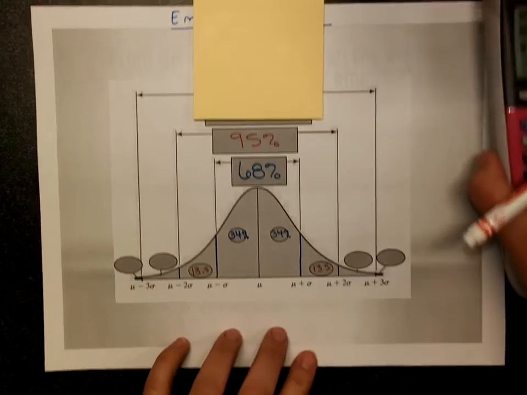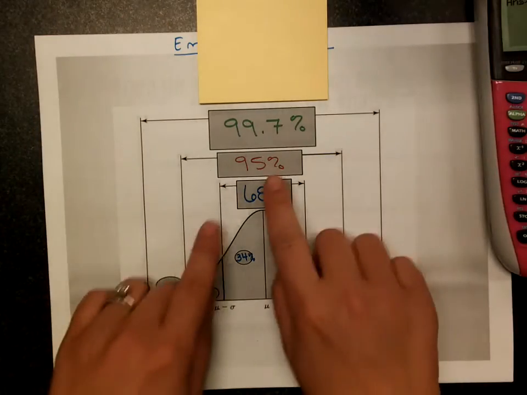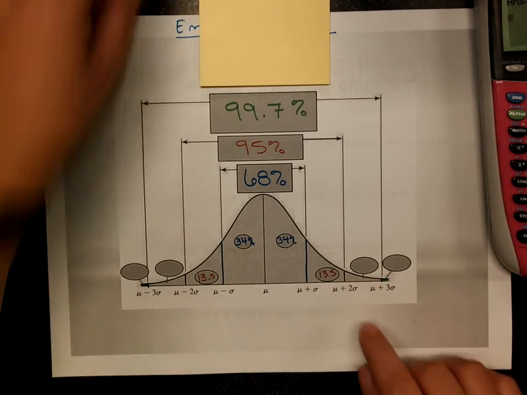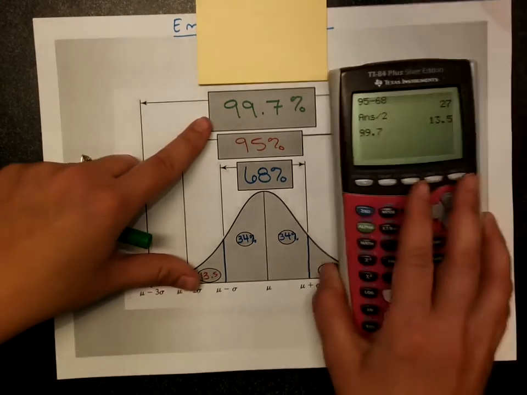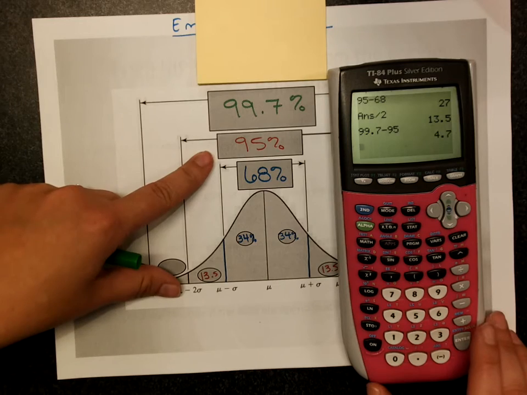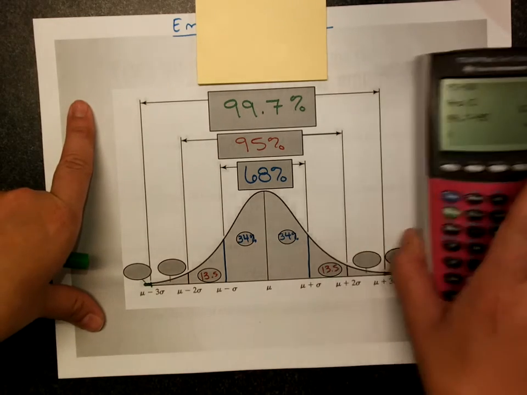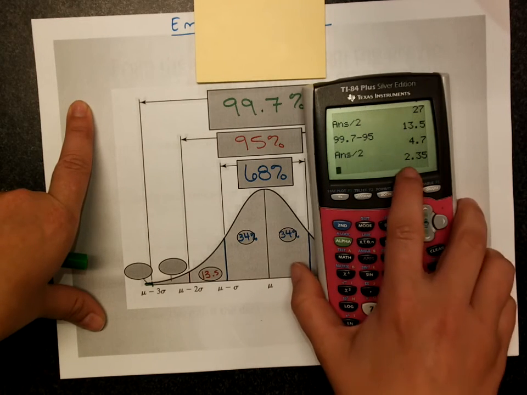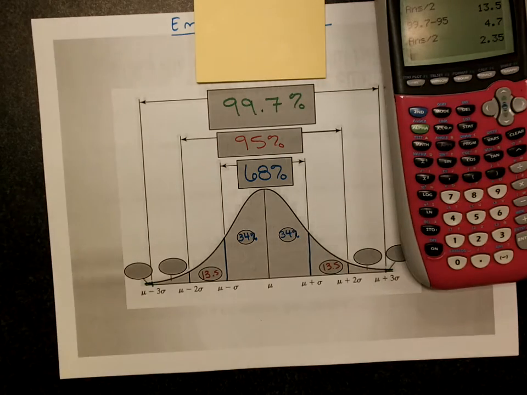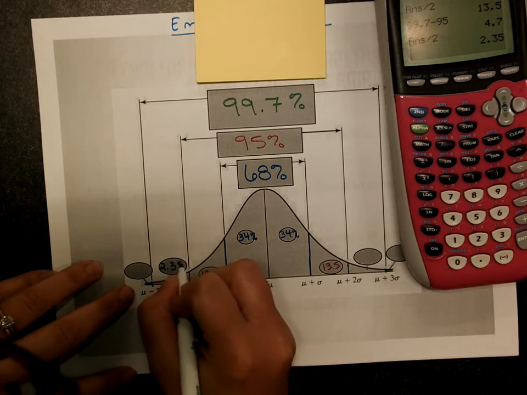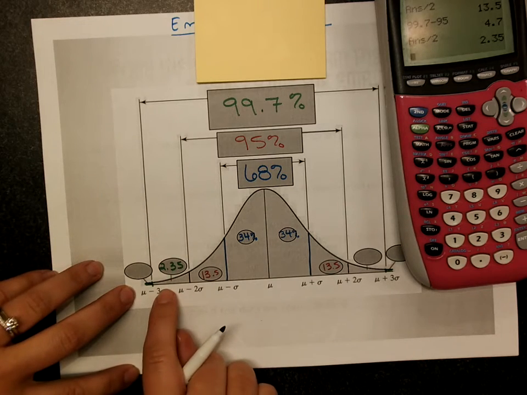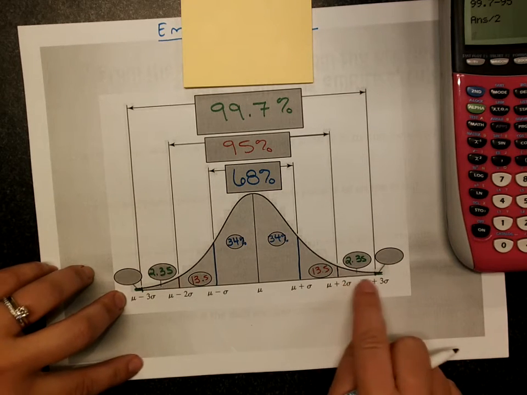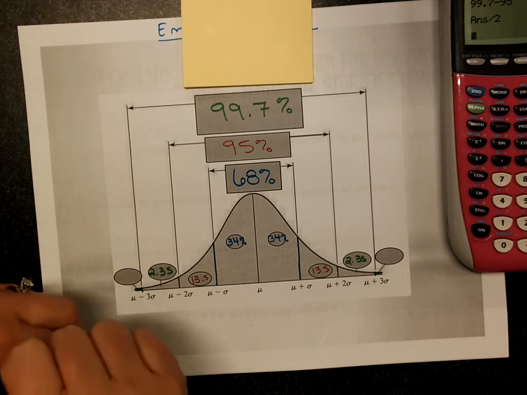Hopefully you're with me so far. Now we're going to look at the difference between 95 and 99.7. So we're looking here and here at these little differences. So if I do 99.7 and the difference from 95, I get 4.7. That's the little bit between 2 and 3 standard deviations. If I take that and split it in half, I get 2.35. So that means that 2.35% of the data are between 2 and 3 standard deviations below the mean, and 2.35% of the data are between 2 and 3 standard deviations above the mean. Hopefully you're with me so far.